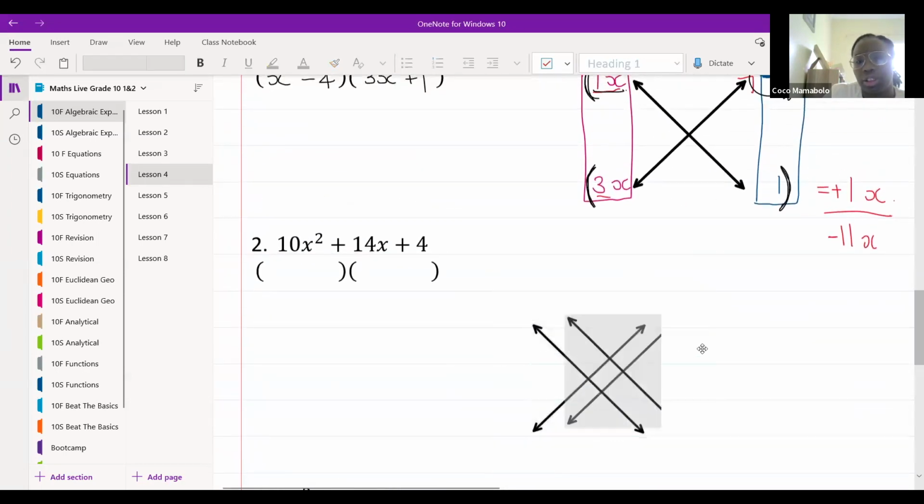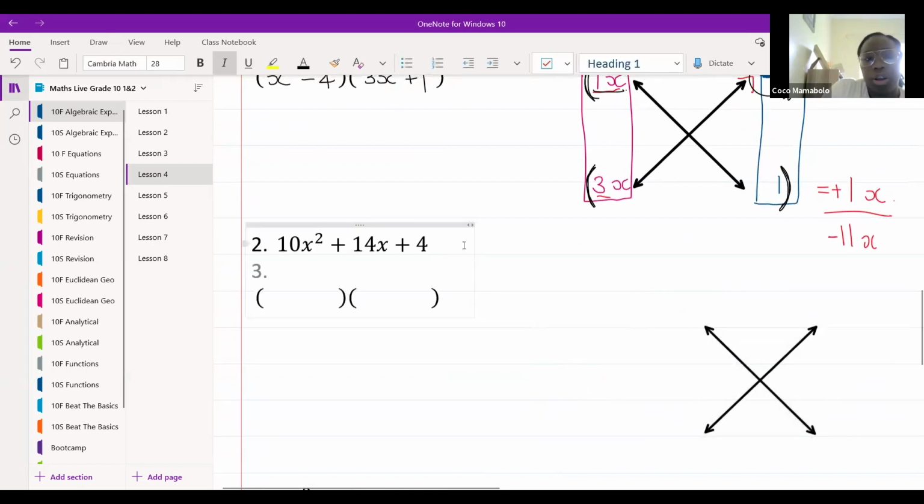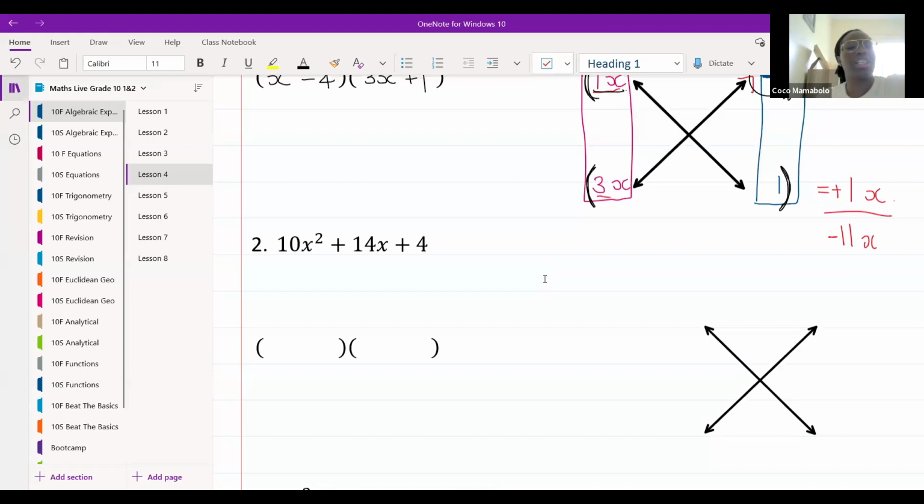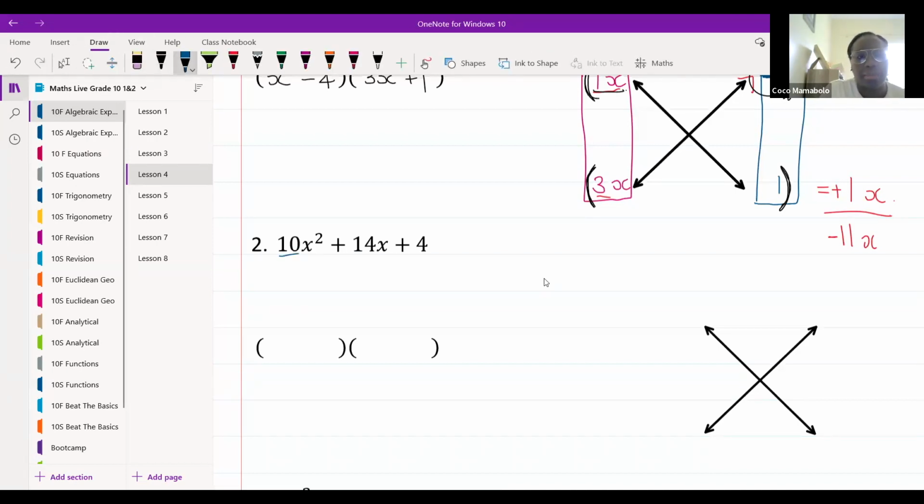Let's do this one over here. Now, before we even get started on the question itself, I'm going to ask you again, what is our default setting? What is the first thing we need to check for? Yes, HCF. Do we have an HCF? What is the HCF, if there is one? Yes, correct. It's 2, because 2 can divide into all of these, right? We can divide 10 by 2, we can divide 14 by 2, and we can divide 4 by 2.